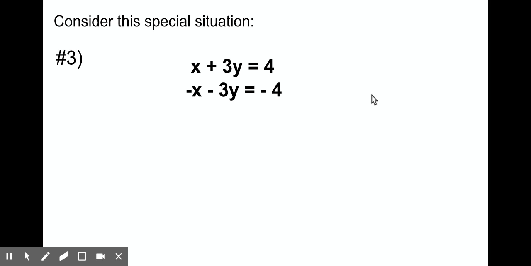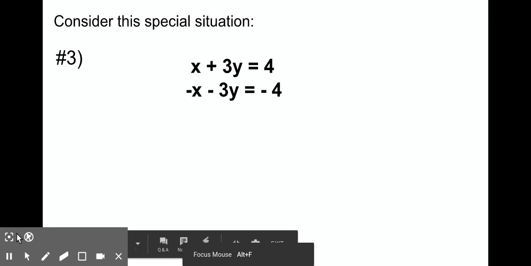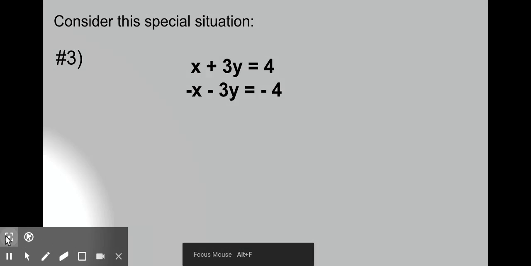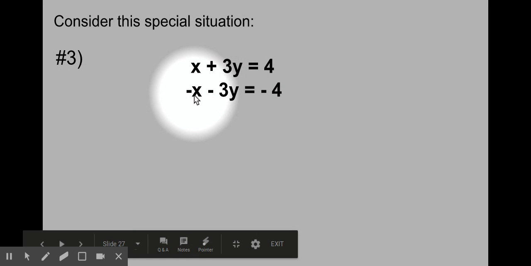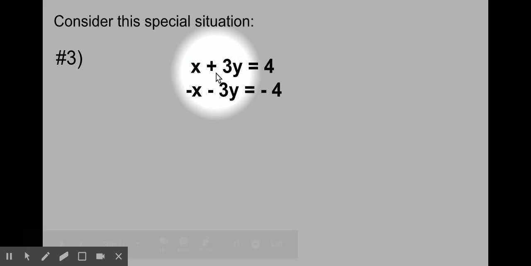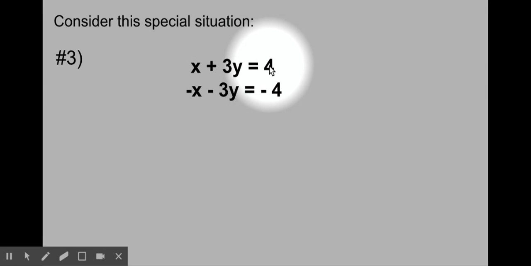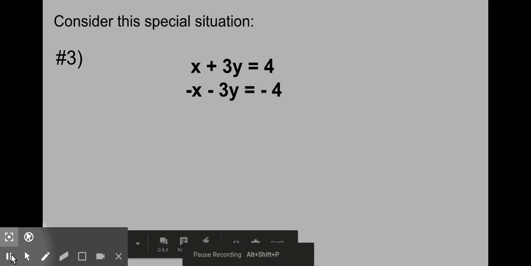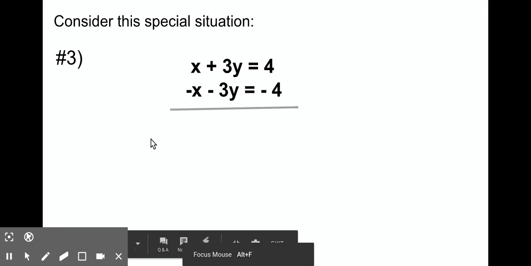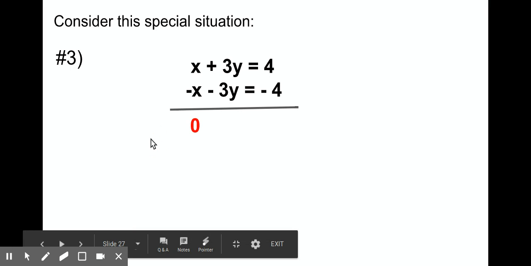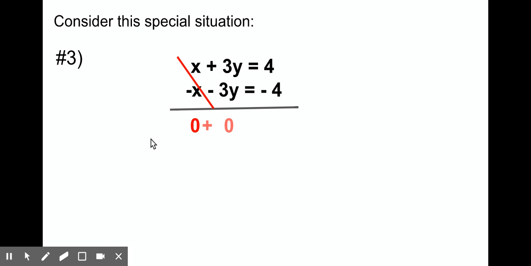So in this problem, you have x and then you have a negative x. If you look at that, you'll realize that this x and this negative x cancel each other out. But then you have a positive 3y and a negative 3y, so they cancel each other out too. And the equal buddies, you have a positive 4 and a negative 4. Those are going to cancel out also. So what's going to happen in this problem? You're going to get 0 for the x's because they canceled out. You're going to get 0 for the y's because they canceled out. And you're also going to get 0 for the equal buddies because they canceled out.